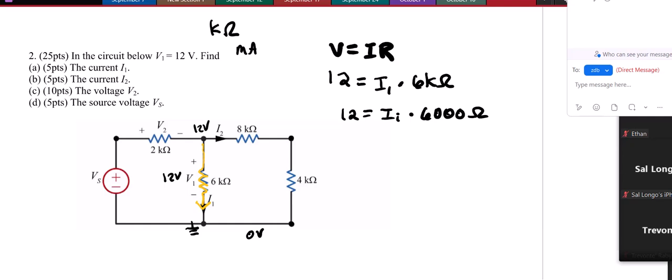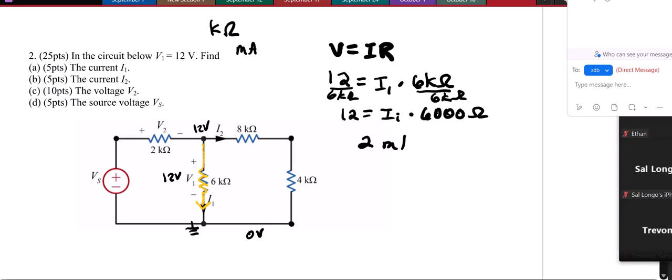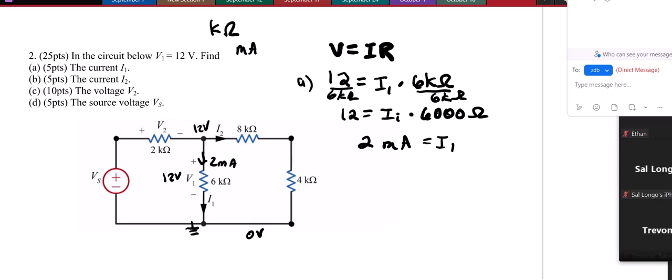But if I divide both sides by 6 kilo ohms, I get 2, and that'll be milliamps. So I1 is 2 milliamps. That's part A. Now I'm supposed to get I2.